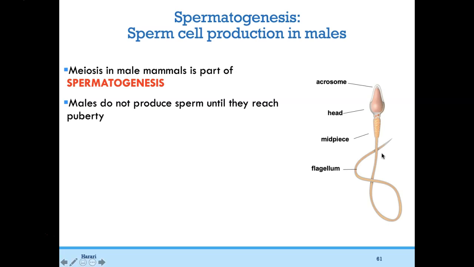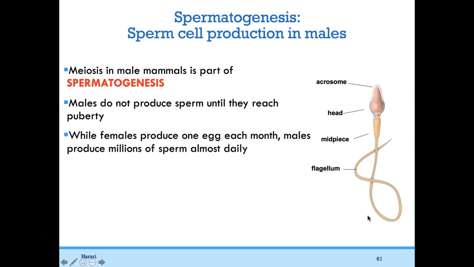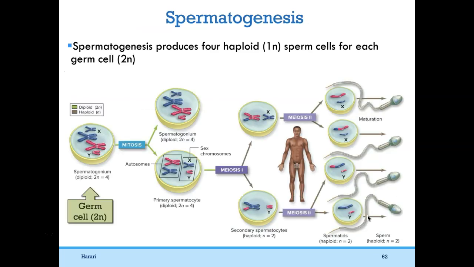So this is a common diagram of a sperm cell. It's a modified cell. So a lot of things have to happen to that haploid daughter cell after meiosis for it to become a fully mature sperm. And while females produce only one egg each month, males produce millions of sperm almost daily. So meiosis is always occurring in males.